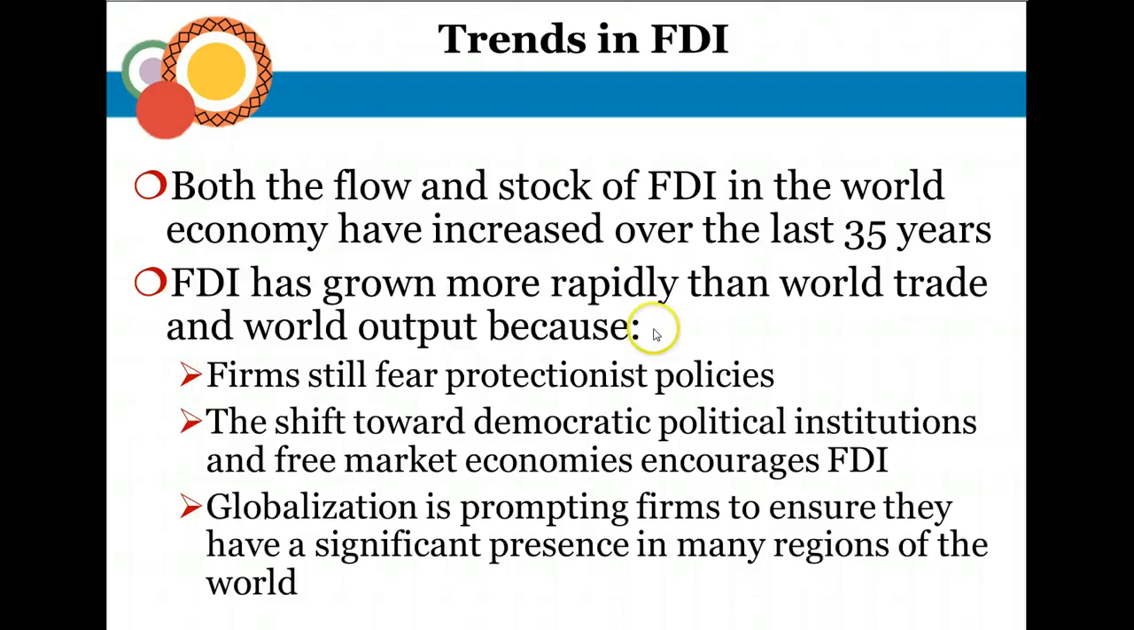So let's talk about some trends in FDI. The past 35 years have seen a huge increase in the flow of FDI in the world economy. The average yearly outflow of FDI increased from $25 billion in 1975 to $1.5 trillion today. And the FDI outflows did contract to around $1.1 trillion during the Great Recession, but that's to be expected as companies pulled back in response to the recession. As markets have become freer, FDI has grown alongside free trade.